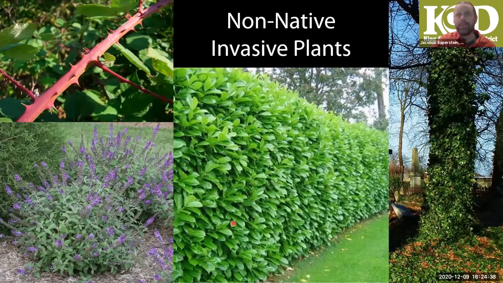Cherry laurel is a variety of laurel still sold in nurseries, unfortunately, because it is evergreen and provides nice hedges that people plant on the borders of their property. Ivy, we probably all know about English ivy and its detrimental effects of creating a monoculture on the ground. But one thing I want to point out is how it goes up trees and causes lots of damage going up trees.